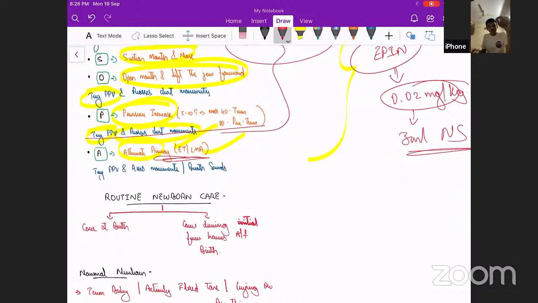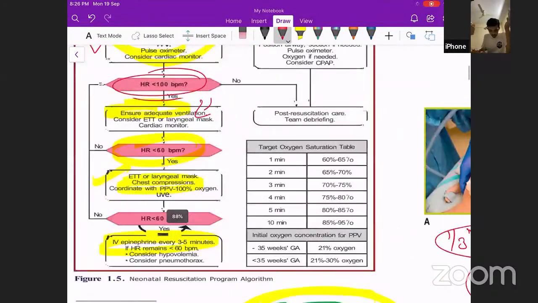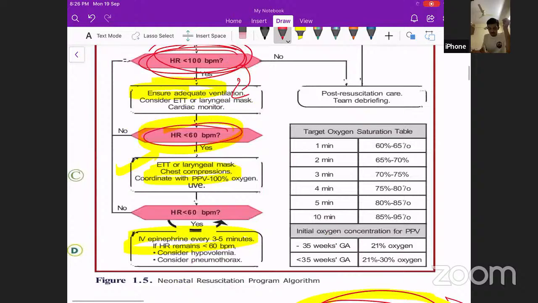We'll have to insert the ET tube, again give positive pressure ventilation. Even with this, if the baby doesn't improve, if heart rate is still less than 60 beats per minute, then along with this positive pressure ventilation, we start chest compression as well. So how do we give this chest compression? In the ratio 3:1. For every 3 chest compressions, we'll have to ventilate the baby once. We'll have to give positive pressure ventilation once with the bag. Fine.